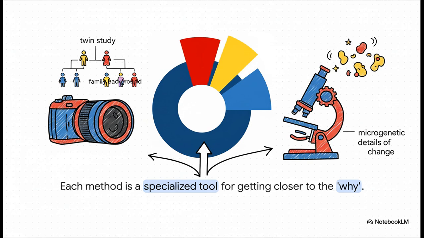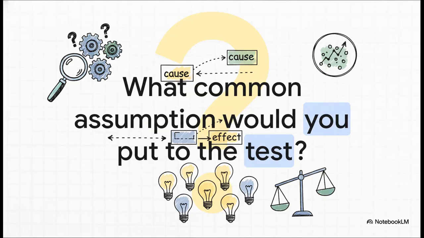In the end, it really all comes down to having the right tool for the job. Sometimes you need a wide-angle lens, like a twin study, to control for that big picture family background. And other times, you need a microscope, like the microgenetic method, to see all the tiny details of change. Together, they help us build a much more complete and much more accurate picture of why we are the way we are.